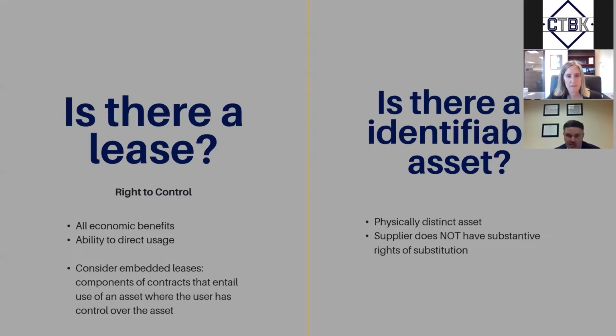And the second piece, again, is to ask whether there's an identifiable asset. An identifiable asset is defined as being both a physically distinct asset and the supplier does not have substantive rights of substitution. So continuing our example for cloud storage or data center services, and that data is stored on a server, if the lessor can reconfigure or replace the server on their own without conferring with you as the customer, then that would not indicate that there was an identifiable asset, because they're able to reconfigure or replace on their own, as opposed to you as the customer directing the usage of that asset.